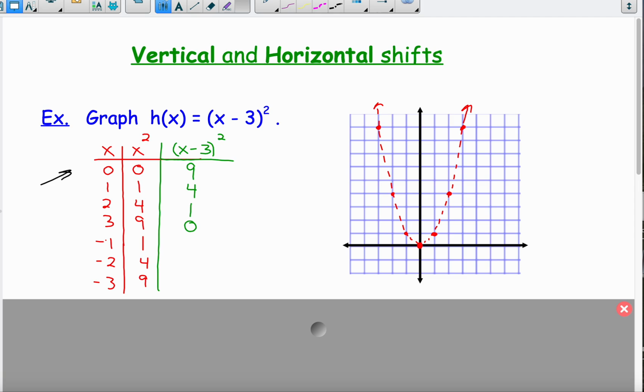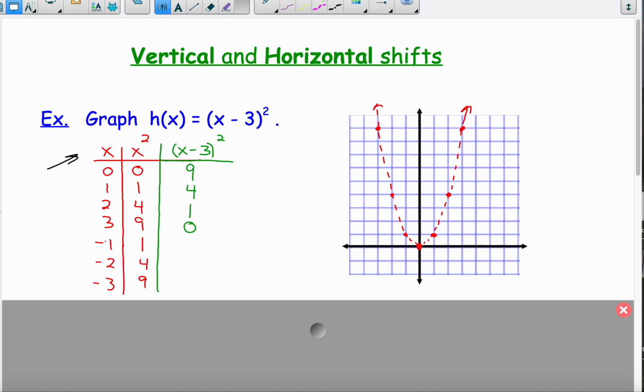Now when I plug in negative 1 for x, negative 1 minus 3 is negative 4, and I square that and I get 16. So let me plot the first few here. So now remember, I'm plotting the first column, those are my inputs, and then the third column, these are my outputs for this new function h of x. So 0, and I output a 9. When I input a 1, I output a 4. When I input a 2, I output a 1.